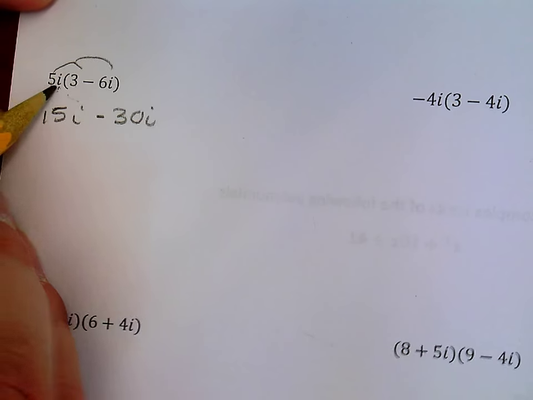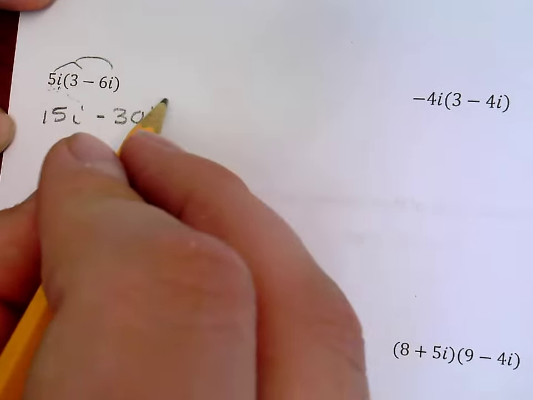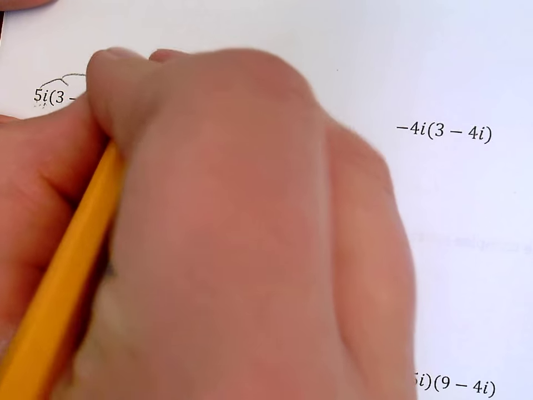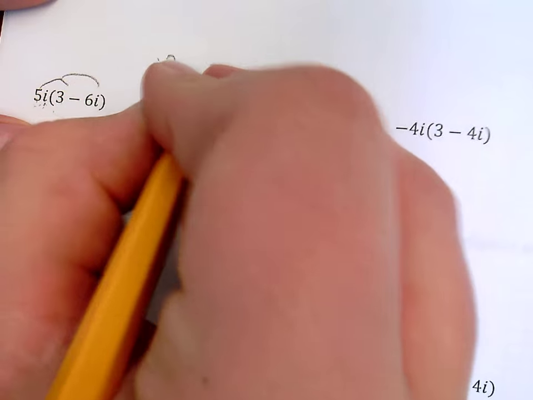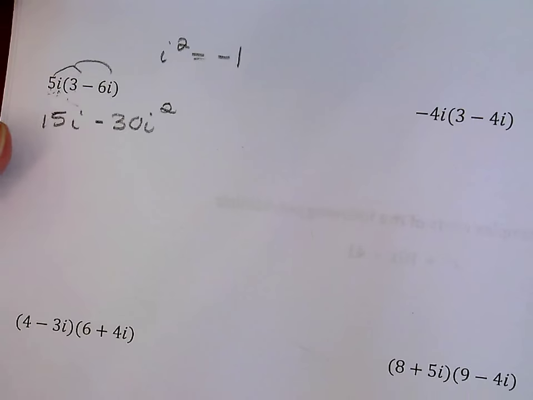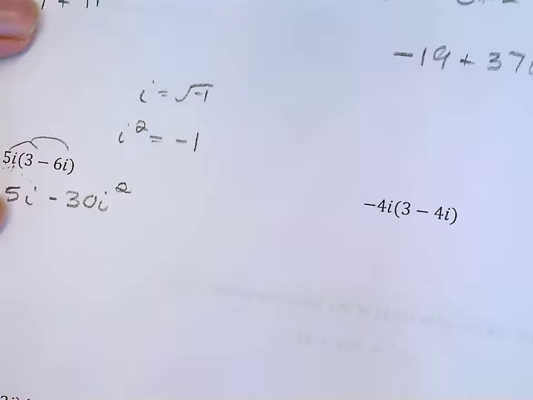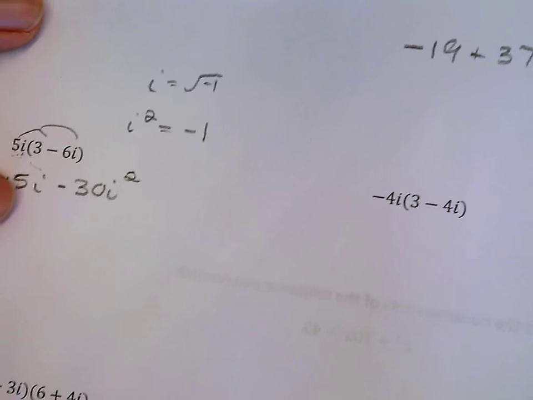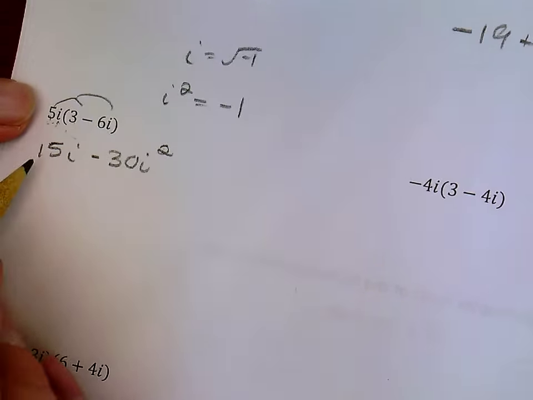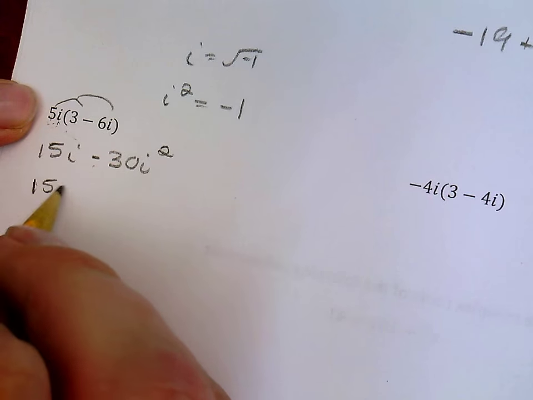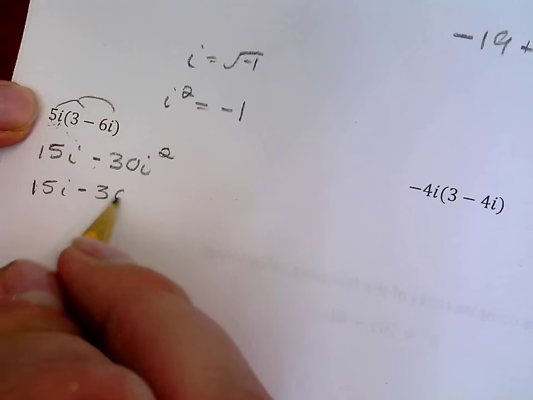Now, since I have one i here and one i here, this actually becomes i squared. And we get into the next part of our knowledge, which is that i squared is the same as negative 1, because remember, i is the square root of negative 1. We write that instead of having to put square root of negative 1. So in this case, we have 15i minus 30i squared. So I'm going to change that i squared into a negative 1.